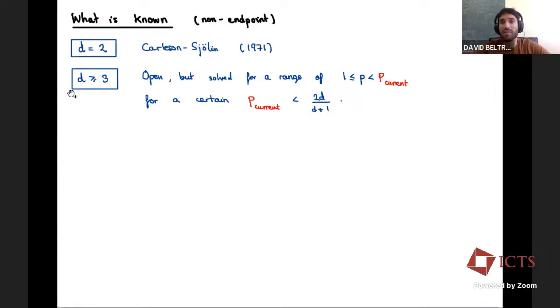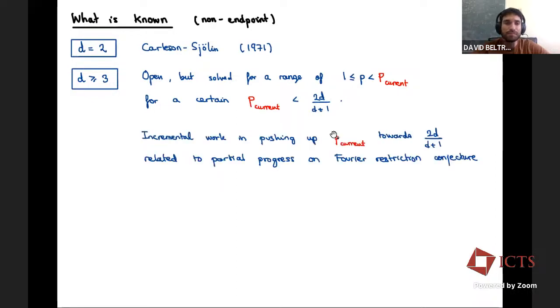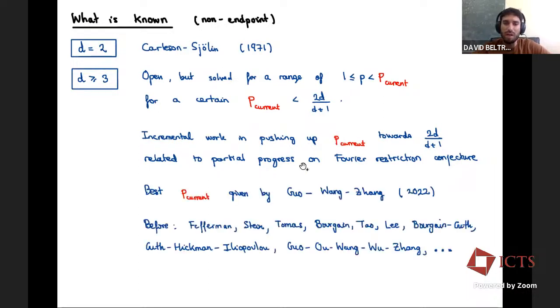The answer is yes for certain values of p, and there's an exponent which I denoted here by p current, which is the best exponent that is known where the conjecture is verified, and which is strictly smaller than 2d over d plus 1, which is the conjectured one. And I think p current normally gets tied, and it goes in companion with the progress on the Fourier restriction conjecture. And I think the current record is obtained by Guo, Wang, and Zhang only 1 year ago.